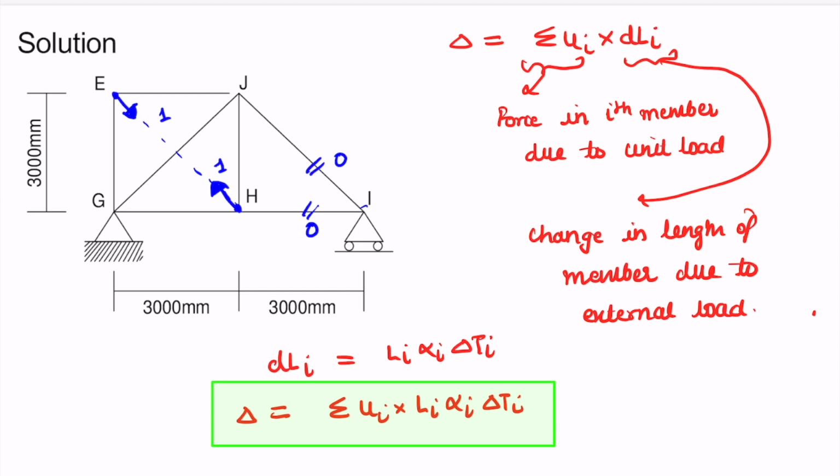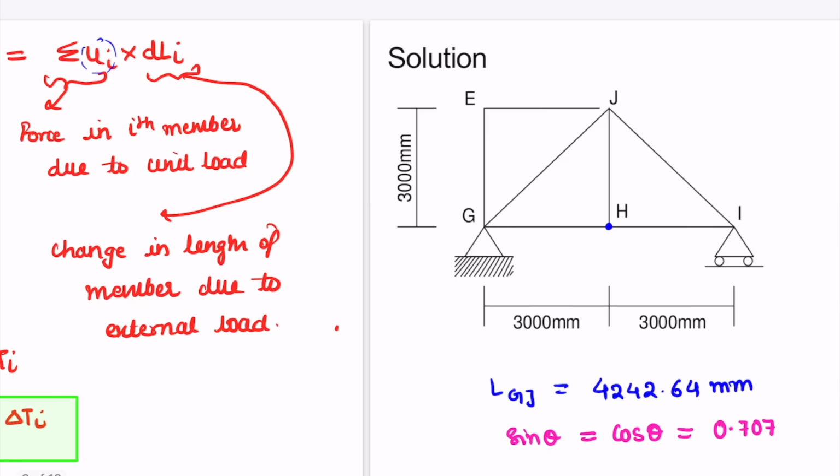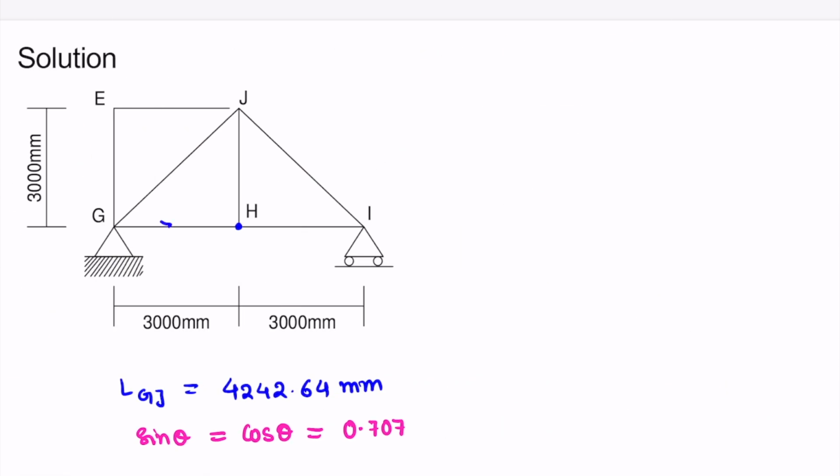Now we need to find the forces in the remaining members due to the unit load, which will become our Ui. Now let us calculate forces in all the members due to the applied unit load. So first of all, we will assume tension in all the members due to the unit load. So here is the applied unit load 1. Let us consider this angle as theta, and this theta is 45 degrees. Therefore sin theta is equal to cos theta, which is 0.707. Now let's one by one calculate all the forces.